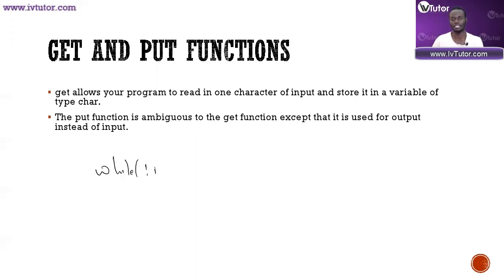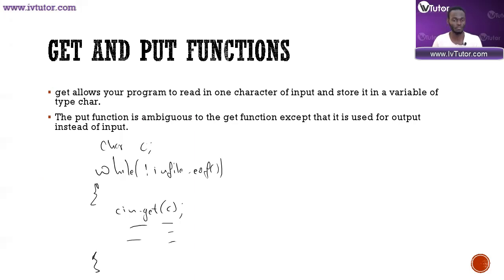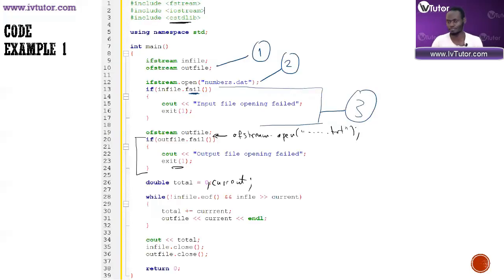So you'd have while, let's say, in file.eof, like that. And then in your while loop, let's say you've got a char here called C. You can then say cin.get, then C there. And then you can do whatever you want to do with your character, check if it's a space or whatever the question requires you to do. And that's it. And then you keep going. Or if you want to write that character to another file, I think it's cout.put, then you put your character and so on. So that is how you can use your get and put functions. And that's it. So you just have to practice.